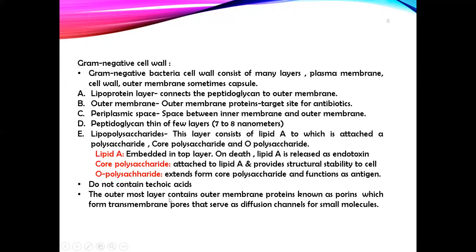The outermost layer contains outer membrane proteins known as porins, which help in the diffusion of small molecules. They form transmembrane pores and serve as diffusion channels for small molecules.